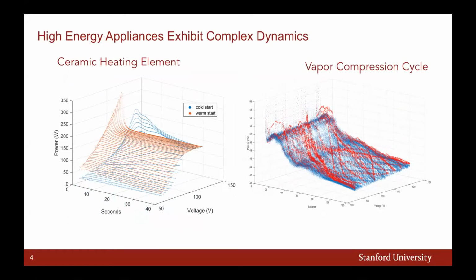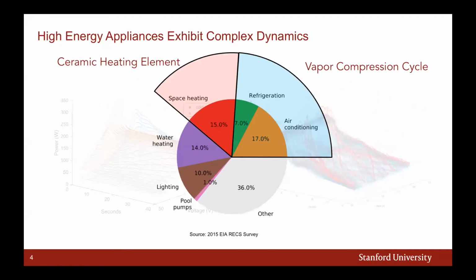The other main type of load is vapor compression cycle loads. These are essentially heat pumps like refrigerators and air conditioners. As you can see, we've honed in on these two load types because they actually exhibit significant dynamics at the time scales that we're interested in. And we also focus on them because they make up a fairly large fraction of residential energy consumption. When we look at the breakdown by residential load type in the United States, we see that space heating, refrigeration, and air conditioning actually make up well over a third of all residential electrical energy consumption.